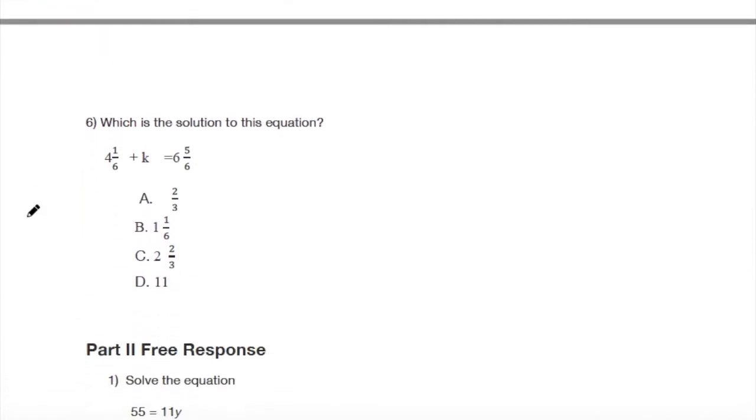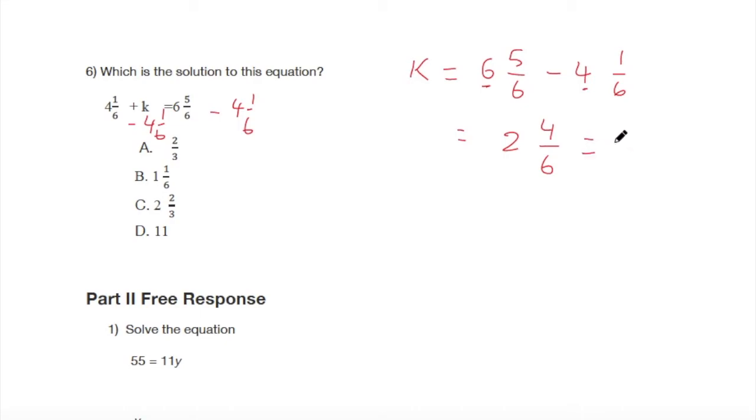Next question, which is the solution of the equation? Now we have an addition equation. According to the subtraction property of equality, we can subtract 4 and 1 over 6 from both sides. So it will be k equals 6 and 5 over 6 minus 4 and 1 over 6, which is 6 minus 4 is 2, and 5 over 6 minus 1 over 6 will be 4 over 6, which can be simplified into 2 and 2/3. So it will be C.